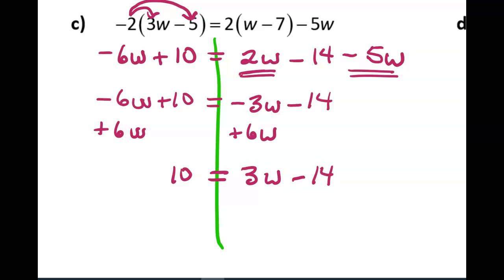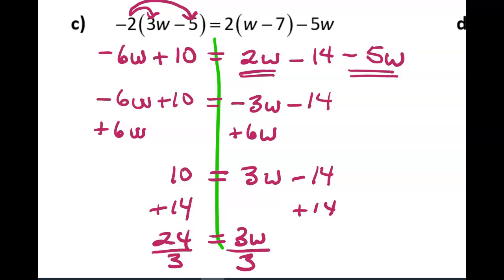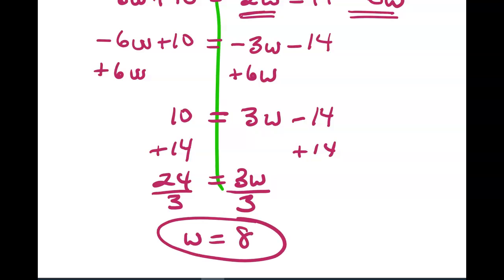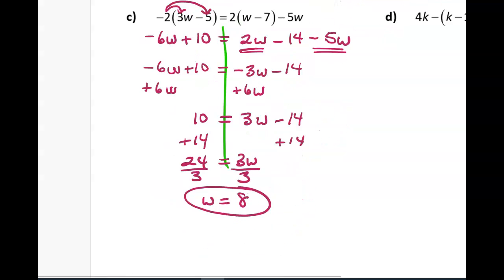And then we can add 14 to both sides of the equal sign. That gives us 24 equals negative 3 times w. Divide both sides by negative 3. And that'll give us w is equal to 24 divided by negative 3, which is negative 8.